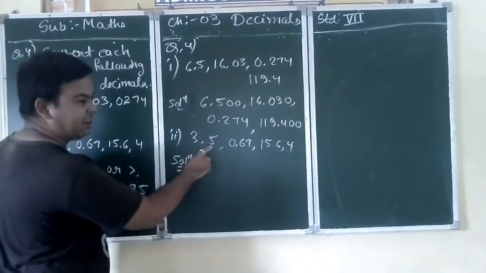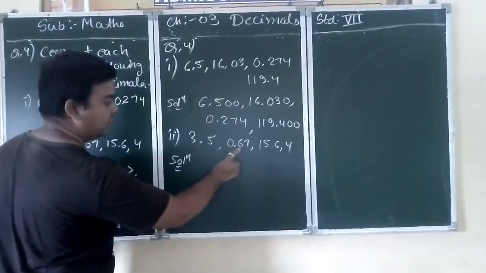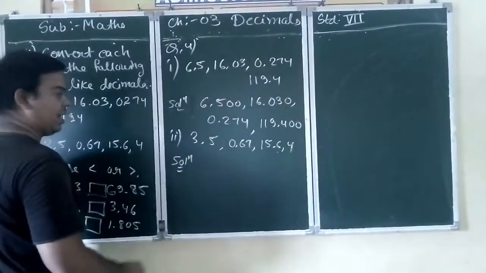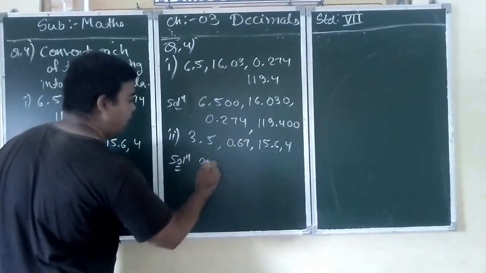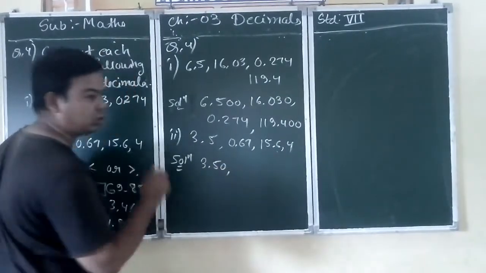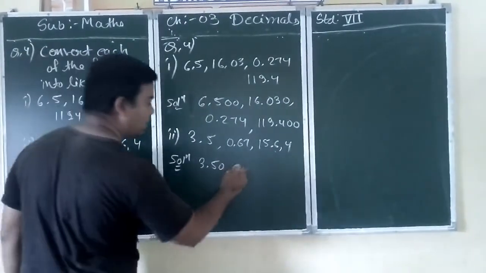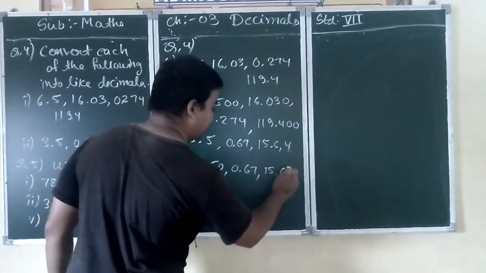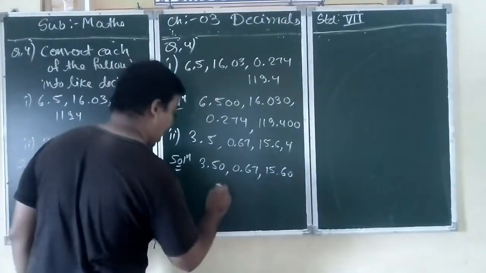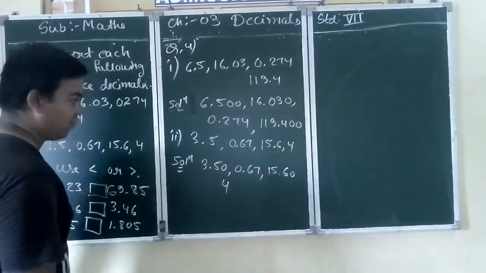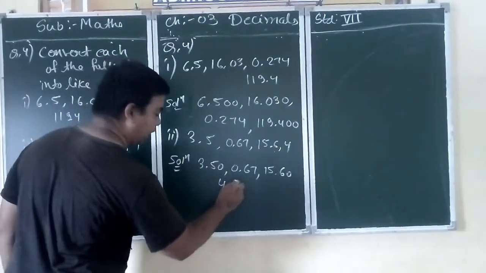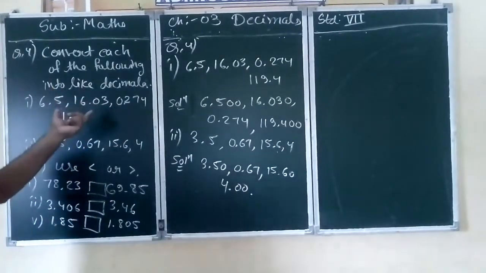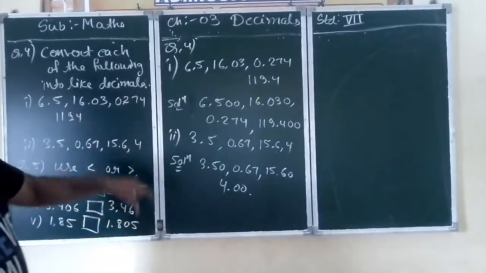So, decimal places: tenths, hundredths, only tenths, and here no decimals. So write now: 3.5, we put one zero here, 3.50, tenths and hundredths. 0.67. 15.60. And here no decimal values are mentioned, so we write 4.00. This is the way to change unlike decimals into like decimals.